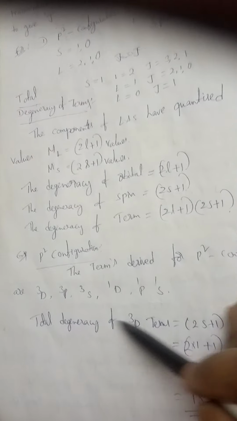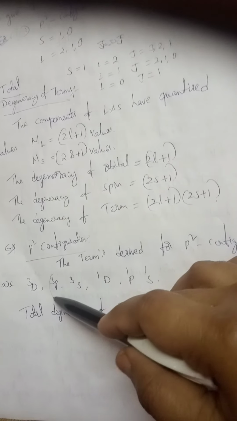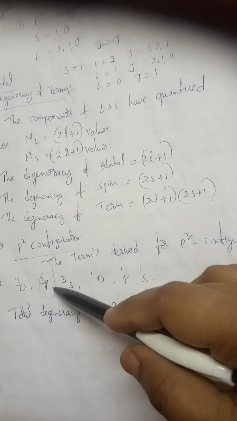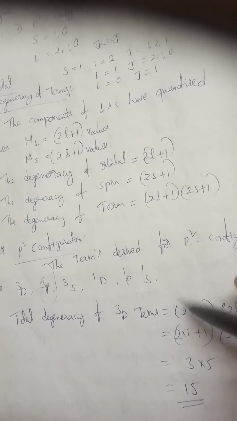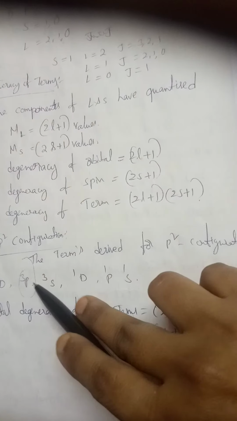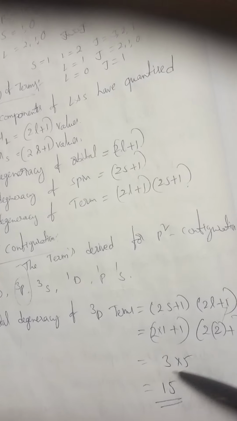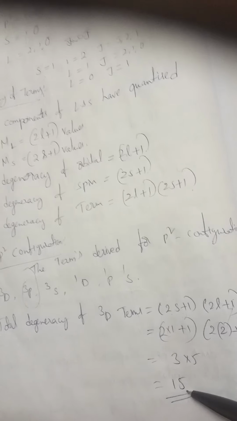Can you take this triplet P? What about the S value here? Half plus half, again 1. So 2 into 1 plus 1, 3. Again, what is the L value here? For the p orbital it is 1, but for the d orbital it is 2. Can you write 2 into 2 plus 1? The total degeneracy of the particular term is 3 into 5, again 15. So here we can calculate the total degeneracy of the term based on the term letter and the particular L value of the term.